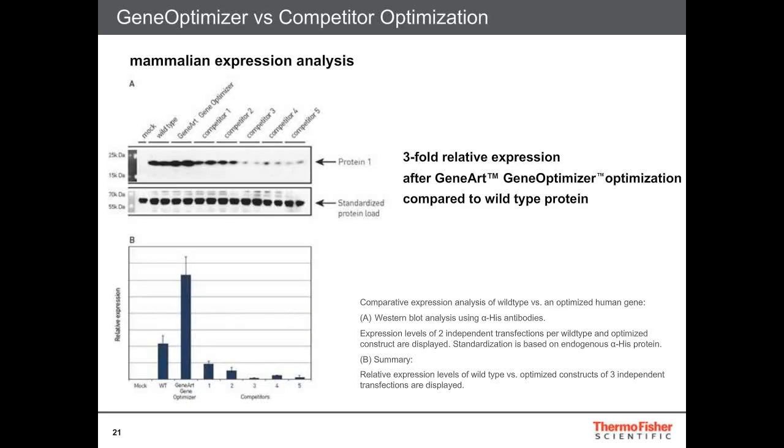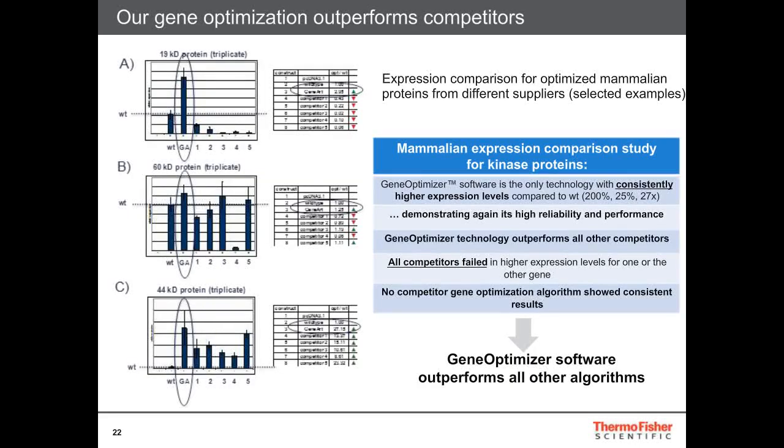Okay, moving on. This is now unpublished data, and of course we also wanted to benchmark our optimization approach against other algorithms which are out in the field. What we did here is we again chose a set of kinases, optimized those kinases, and compared the expression level using our optimized genes to wild-type levels, but also to targets which were optimized by our competitors.